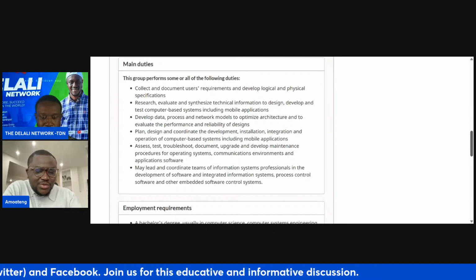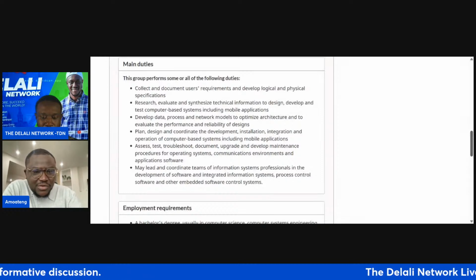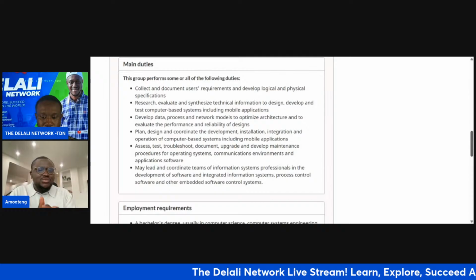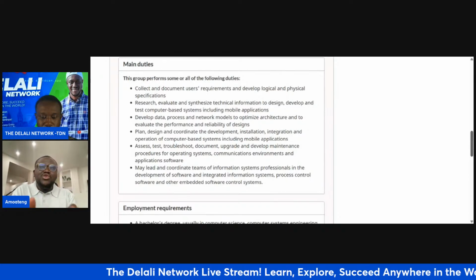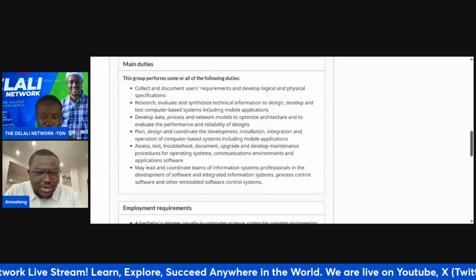So the lead statement, where is the lead statement? That's the first thing. So the first thing is: collect and document users' requirements and develop logical and physical specifications. Right. You don't have to copy the exact thing, but it should be something similar, or you must have done something similar in the lead statement. You get what we are trying to say, right?